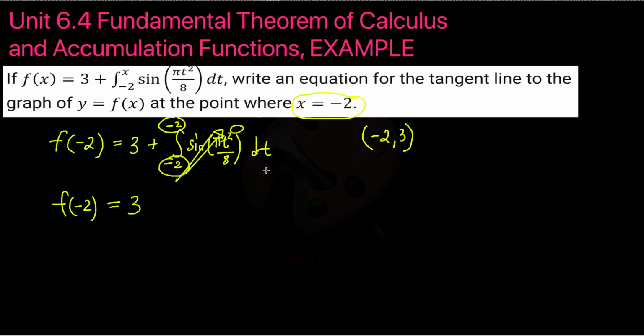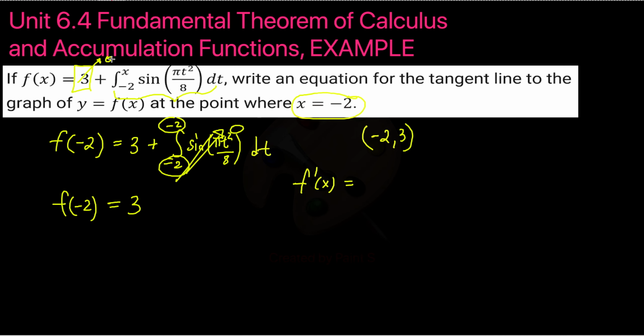Now I also need slope. So to get slope of the tangent line, the slope of the tangent line is always given by f prime of x. And if I want to differentiate this, you should see that I could just use the sum rule for differentiation. I could take the derivative of 3. The derivative of 3 is 0. And then now what's the derivative of the integral from -2 to x of sine pi t squared over 8 dt with respect to x, right? What's the derivative of this with respect to x? And it's just that inner value.